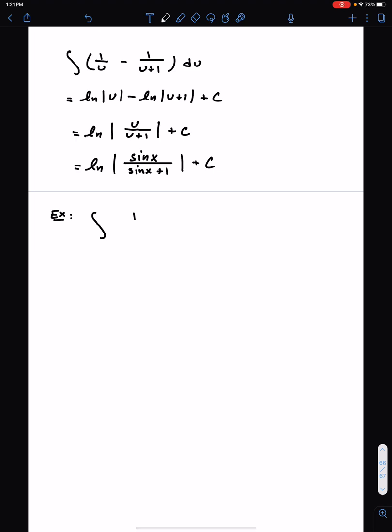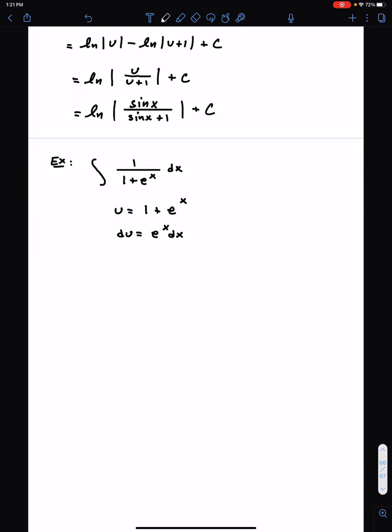The integral of 1 over 1 plus e to the x dx. If I let u equal the denominator, 1 plus e to the x, then du is e to the x dx. I don't have an e to the x multiplied by a dx, so I'm going to divide by e to the x. So du over e to the x is equal to dx.